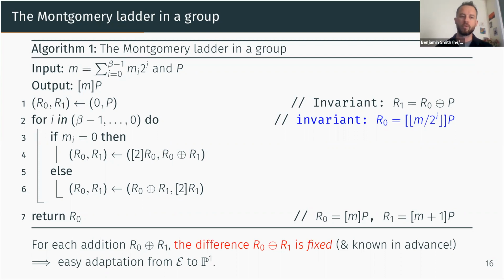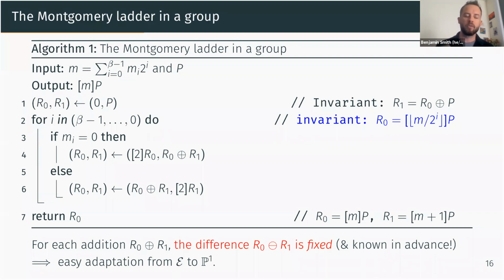So we have two registers, one which we initialize to 0 and the other to P, 0 being the point at infinity, if you like. Well, the identity element of the group. And then again, you work from the top bit of the scalar down to the bottom bit.